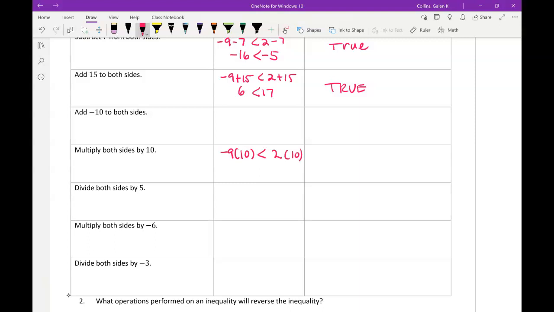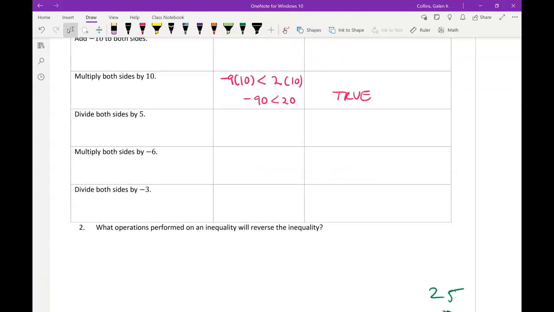So if we multiply both sides by 10, we get -90 is less than 20. Well, that's definitely true. Let's see, we could divide both sides by 5. So if I have -9 divided by 5 is less than 2 divided by 5, you could really just write that as -9/5 is less than 2/5. And again, we know that's true. -9/5 is still a negative number.